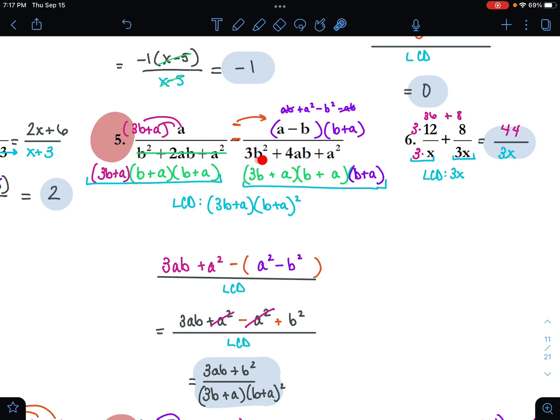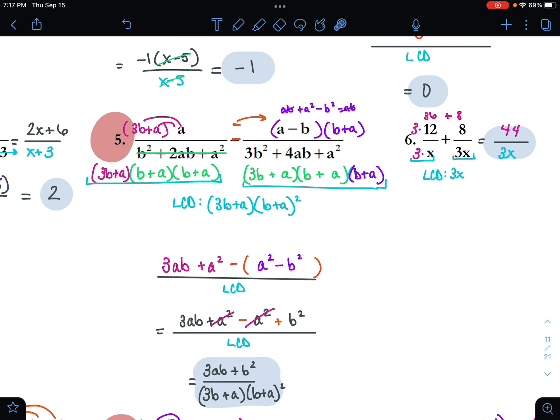Similarly, here in the second denominator, 3 is prime, so one of the first terms will be 3b, the other one will be 1b, and then again, the last term has to be a squared, so a and a. You can FOIL and double check that 3ab plus 1ab is 4ab. So you can factor using the traditional methods, or you can use guess and check too. Either way, these are the factors in the denominator.